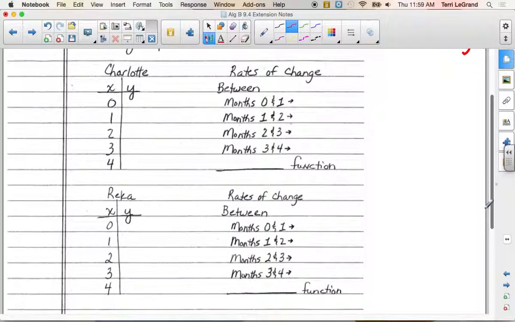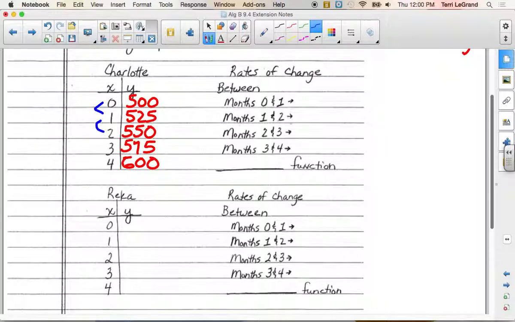Okay, so then let's figure out Charlotte. What's happening with Charlotte? She's got $500 in there to start with, right? So when X is equal to 0, Y is 500. What does Charlotte do? Adds 25 every month. So how much would she have after month one? 525. So we just keep adding $25, right? So we're making our own table this time. We weren't given any ordered pairs, we're just making some.